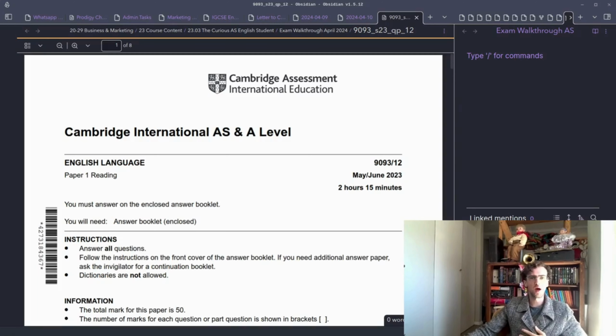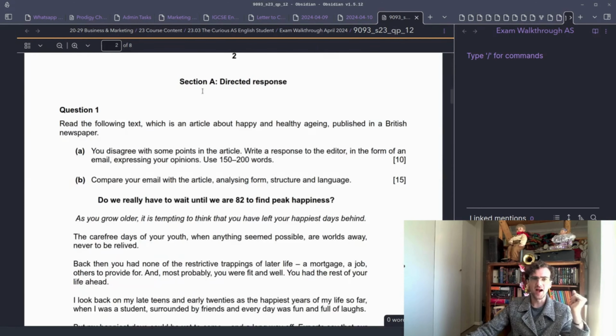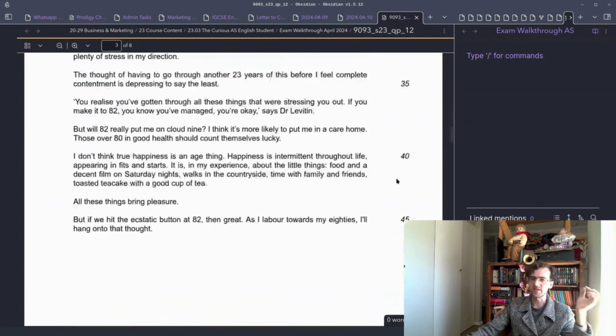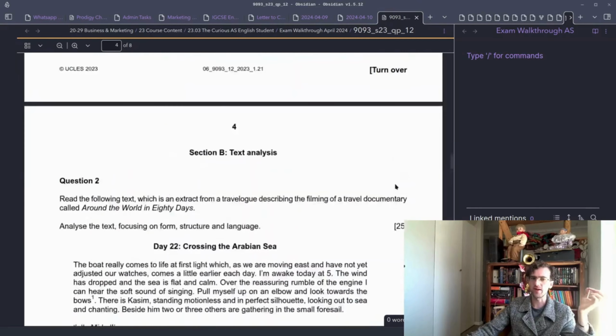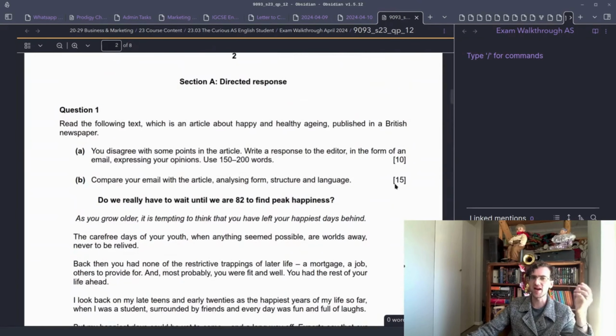Let's break down paper 1, shall we? This is for our paper 1 of our 9093. And paper 1 is about reading, paper 2 is about writing. Now, obviously, there are components of writing in paper 1 because we've got our directed response, which is a writing response. But the goal here is not necessarily the writing, because that's for 10 marks, whereas the analysis is for 15 marks. And then question 2 is also for 25 marks. So it's really just 10 out of the 50 marks.